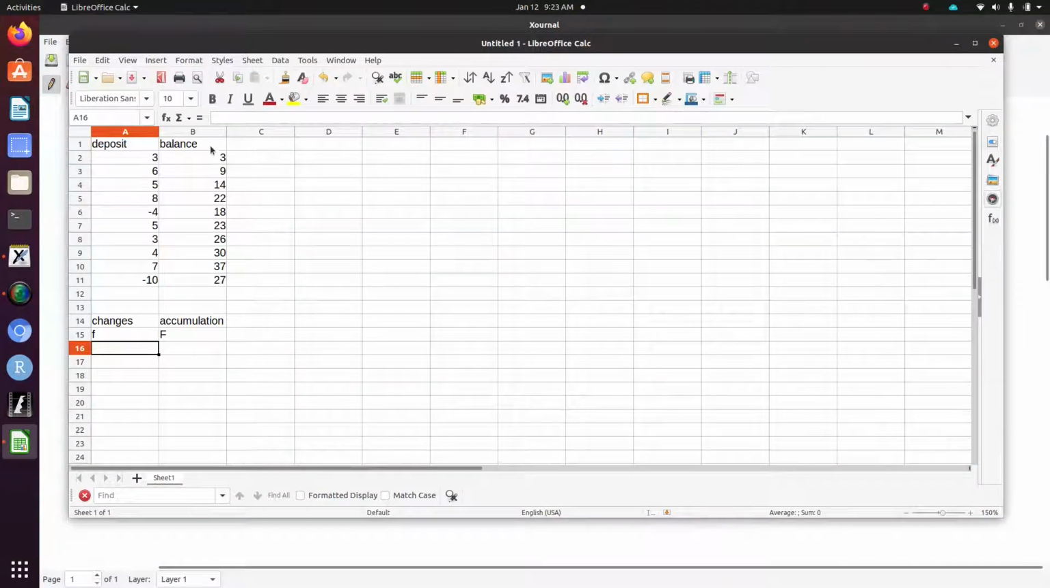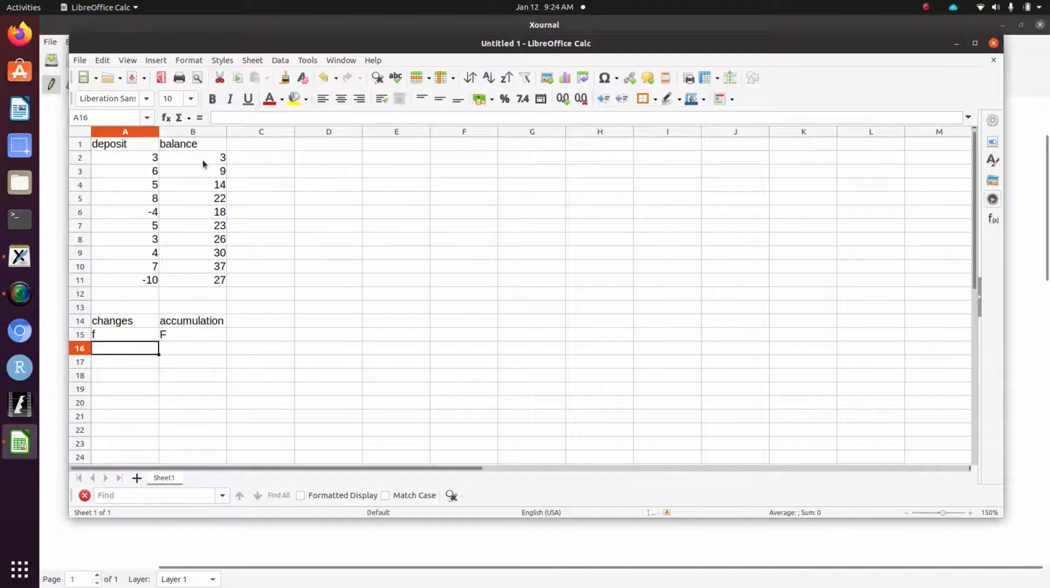Okay, so let's say if we had the balance, how would we figure out the deposit? Well, we would just do a subtraction. The only thing we can't figure out is if we start with the first balance, if we don't know what the opening balance was, we wouldn't know what the previous deposit was. But we can figure out everything beyond that.